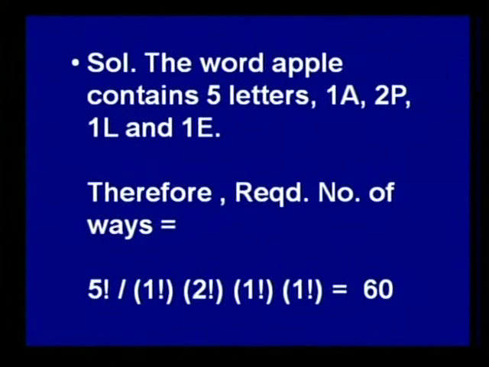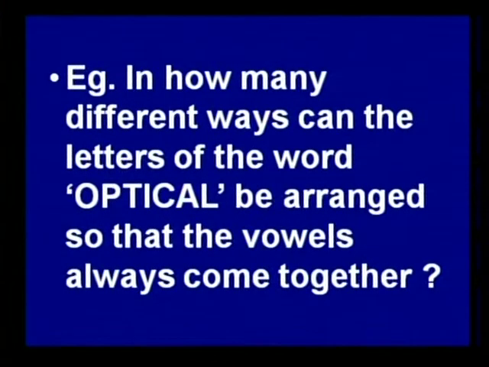Okay. Now, let me go into the next problem. How many different ways can the letters of the word O, P, T, I, C, A, L, optical, be arranged so that vowels always come together? So, I will repeat the problem. In how many different ways can the letters of the word optical be arranged so that the vowels always come together?